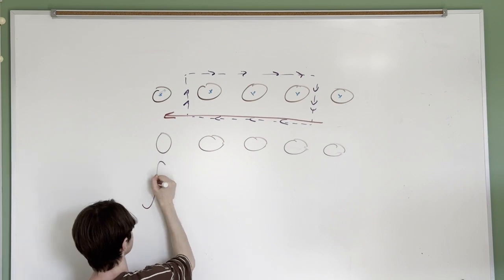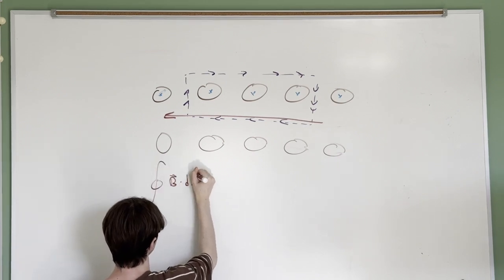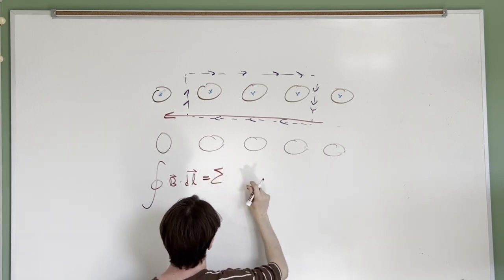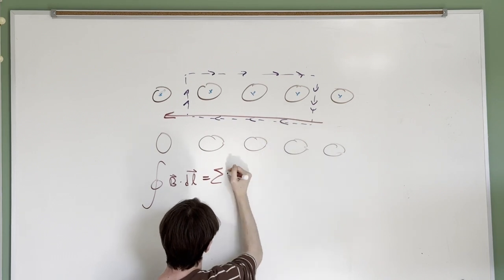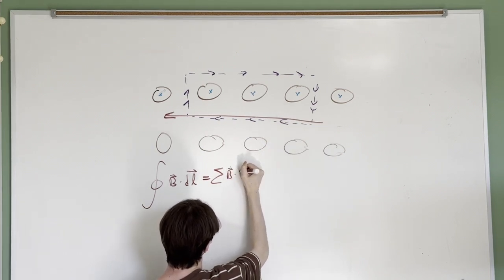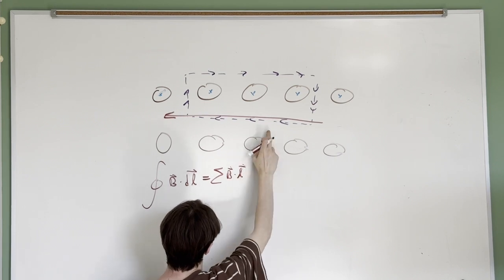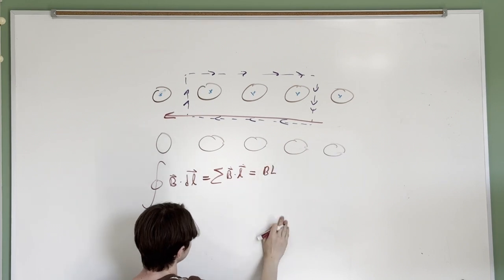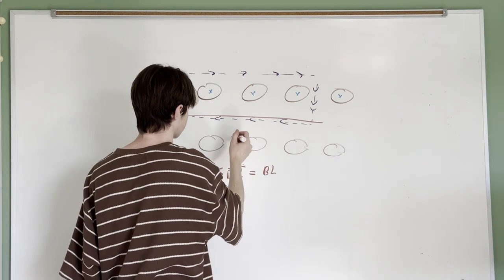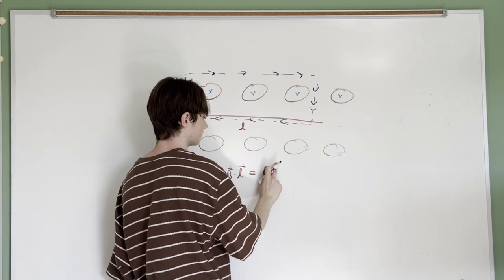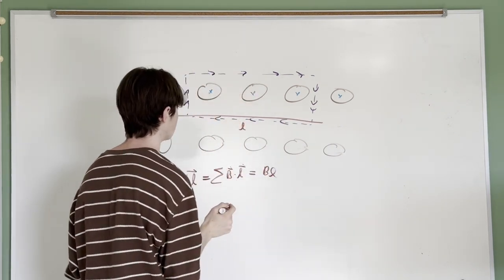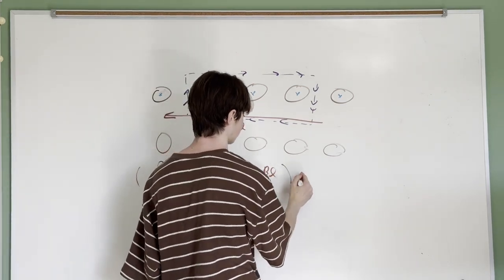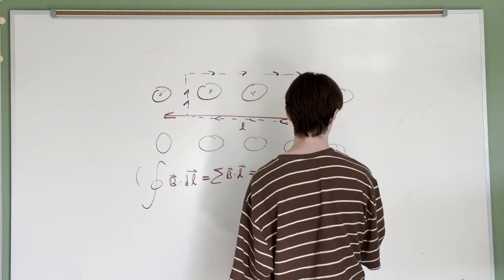So let's set up our sides of the integral. We have the integral of B dot dl, and we can change that to the sum of all four segments, sum of B dot L, and the only segment that matters here is the bottom one, and it's uniform, so we're just going to have BL. We're going to call L this length of the Amperian loop, and B is the magnetic field that we're searching for. So this is the left side of the equation, and we set the right side of the equation equal to mu and I.